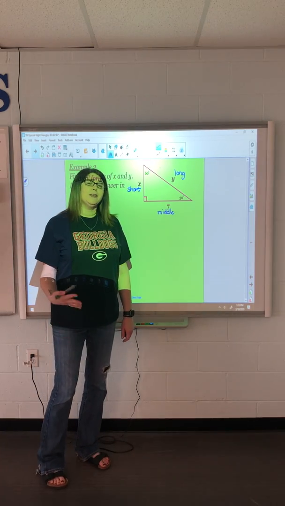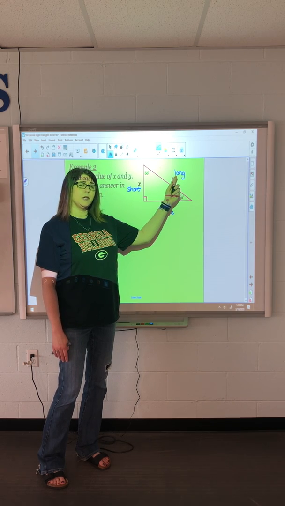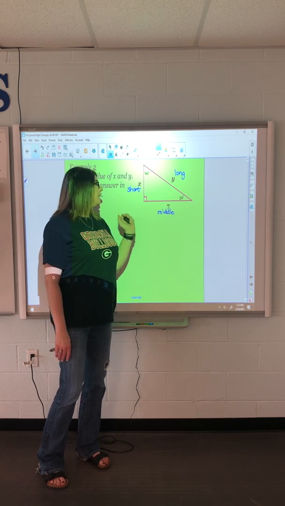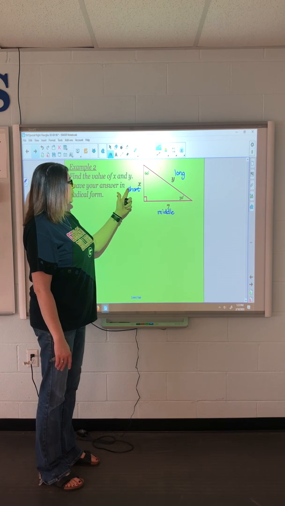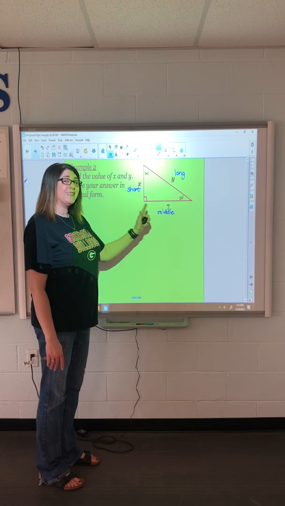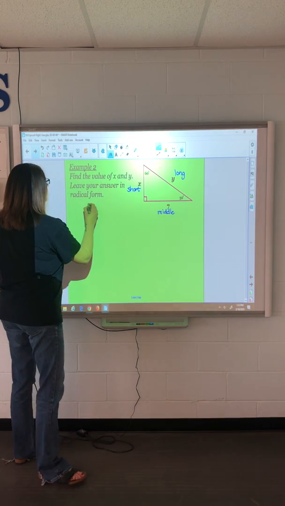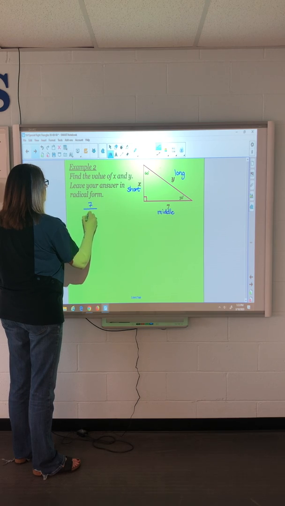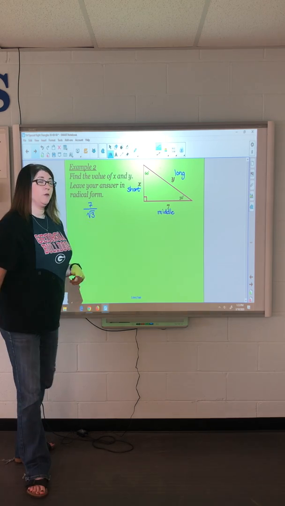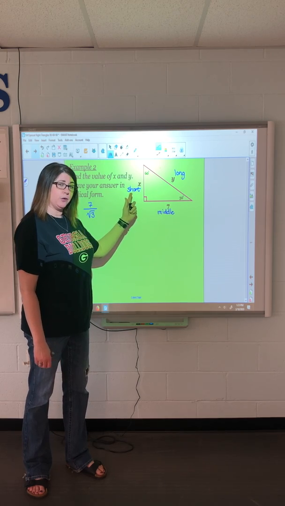Well, we really haven't learned anything about a relationship between the middle side and the long side. So right now we can't do that. But we did learn that to get from short to middle, you multiply by the square root of 3. But this time we don't have the short, we have the middle. We're going backwards. So we're going to take that 7 and we're going to divide by the square root of 3. We're dividing because we're going from a longer side to a shorter side.